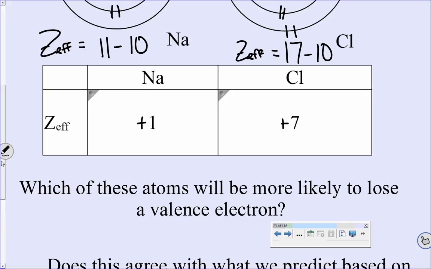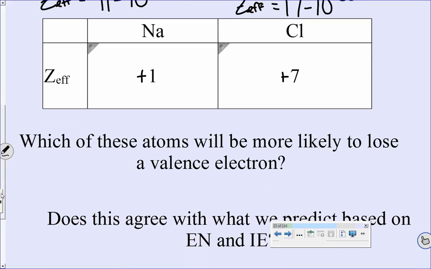Now, based on this, what we can actually determine is which of these atoms will be more likely to lose a valence electron. So if you look at the configurations, which we've done so far, you can make a good prediction that that's going to be sodium, because it only has one valence electron. The reason that that works the way it does is because of effective nuclear charge. So the effective nuclear charge of sodium is only +1.